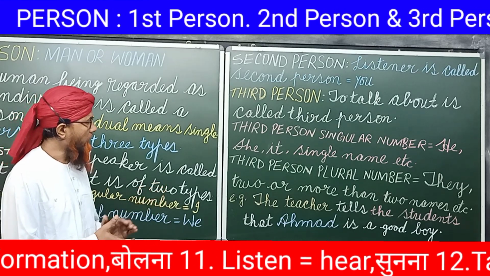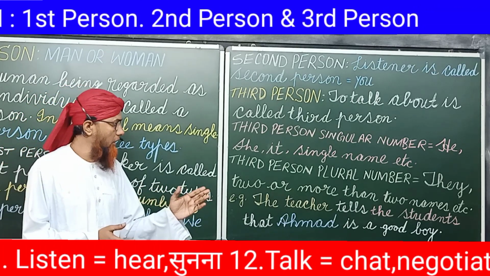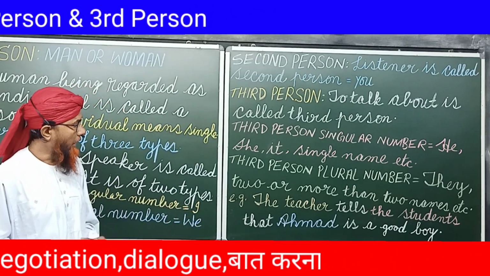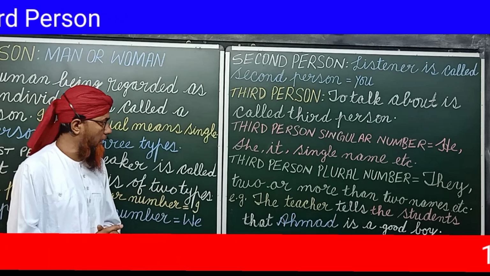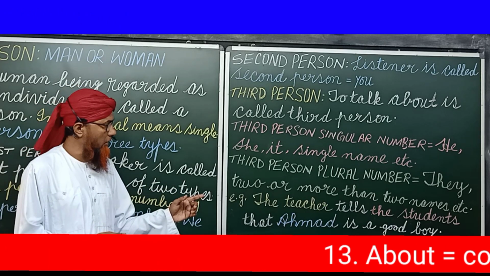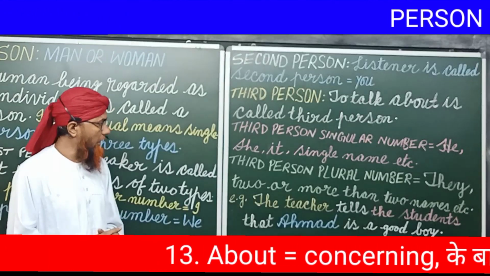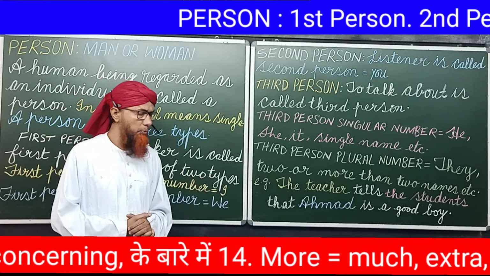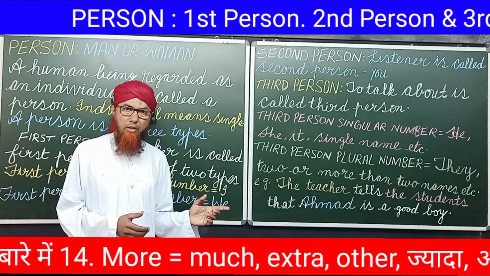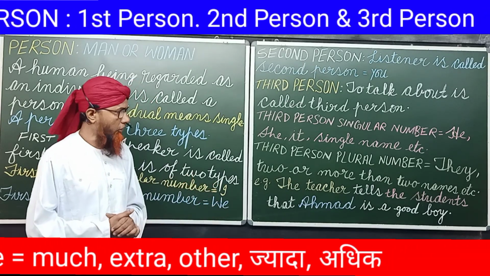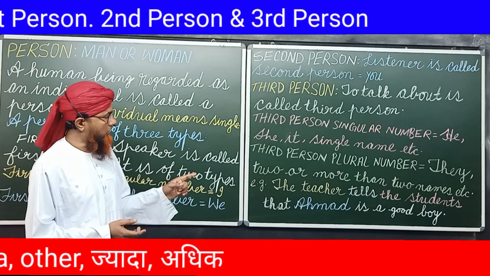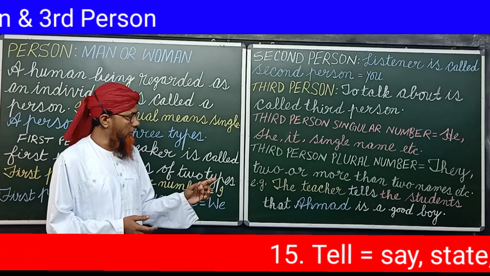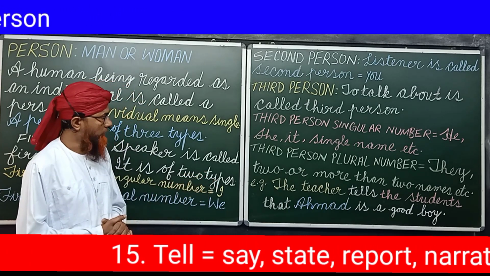As for example, the teacher tells the students that Ahmed is a good boy. Here I have written an example. Here who is speaker and who is listener and about which we are talking? Here the teacher, I have written in black, is the subject.